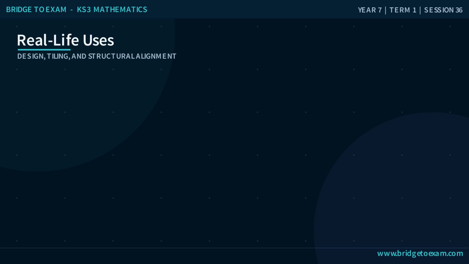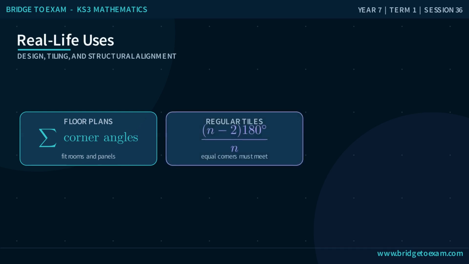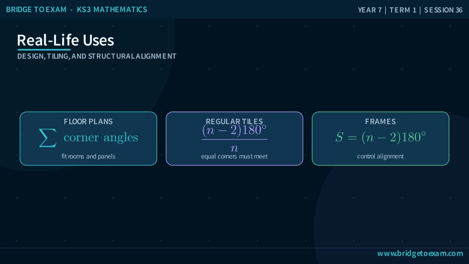Polygon angle facts support design, construction, and tiling. Floor plans use quadrilaterals and other polygons whose corners must fit accurately. Regular tiles depend on interior angles to meet without gaps or overlaps. Frames and panels use polygon angles to control shape and alignment.